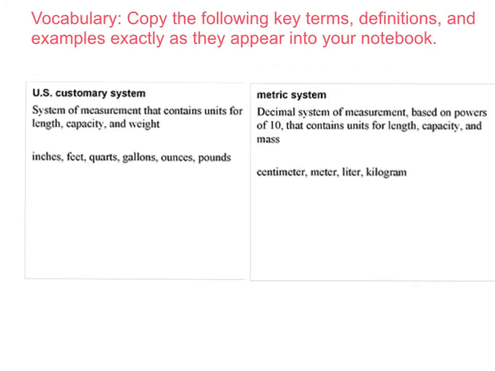Copy the following key terms, definitions, and examples exactly as they appear into your notebook. The U.S. customary system is a system of measurement that contains units for length, capacity, and weight. Inches, feet, quarts, gallons, ounces, and pounds are all included in the customary system. The metric system is a decimal system of measurement based on powers of 10 that contains units for length, capacity, and mass. Centimeter, meter, liter, kilogram are some of the units within the metric system.